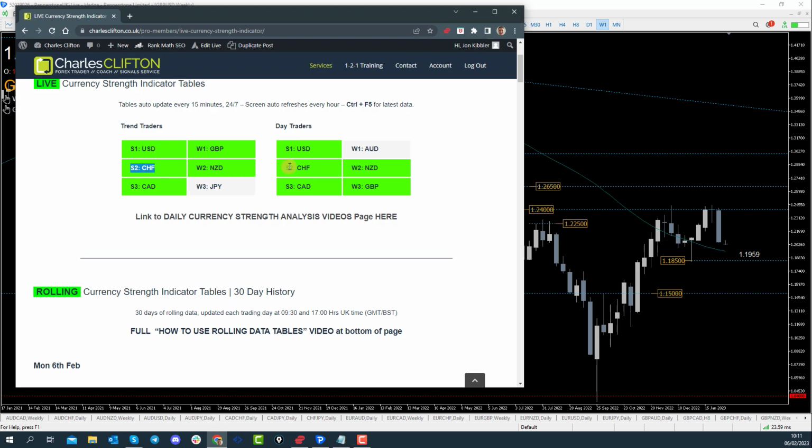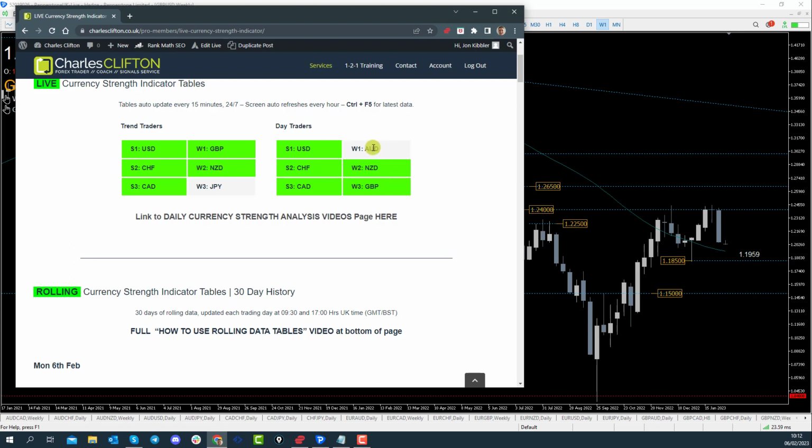That's followed by the Swiss franc being the second strongest currency on both tables, followed by the Canadian dollar being the third strongest currency on both tables. On the weak side of things, we have the pound being the weakest from a trend trading perspective, but on the lower time frames it is the third weakest currency. The New Zealand dollar is the second weakest currency on both tables.